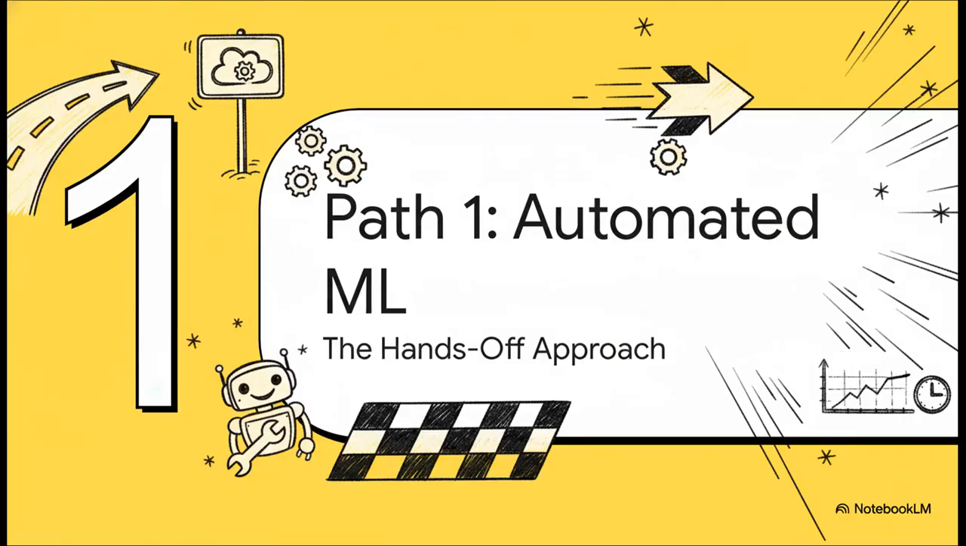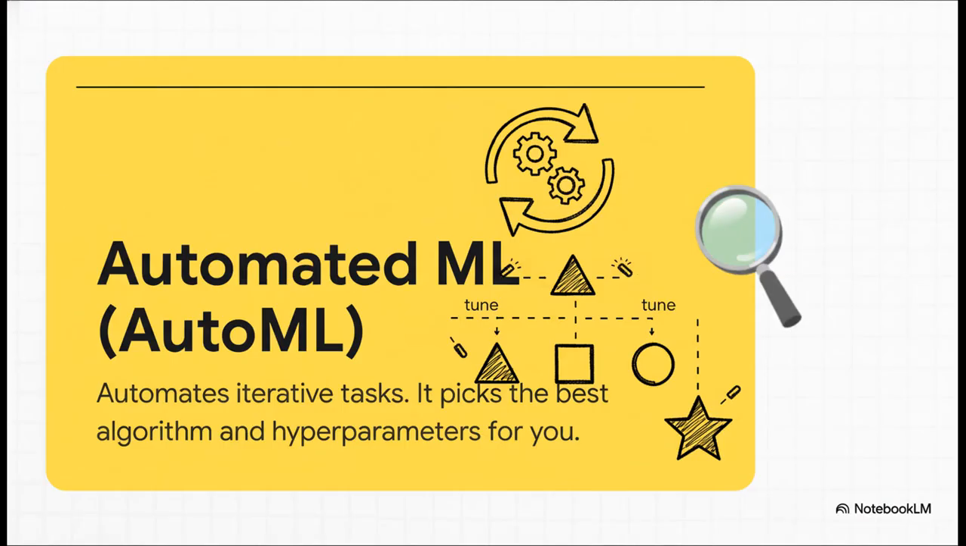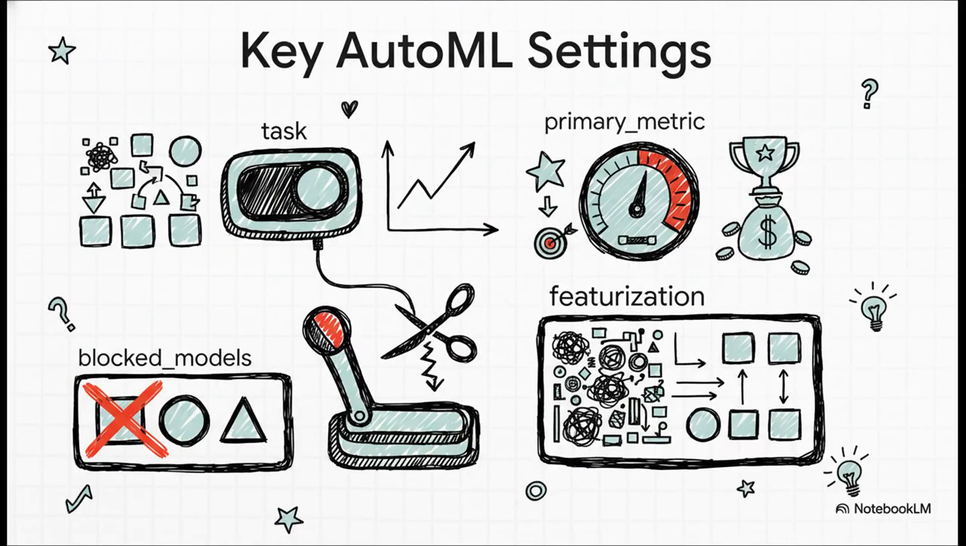Okay, so let's walk down that first path, automated ML. I like to call this the hands-off approach. Think of it as your express lane to getting a really solid baseline model, especially when speed and simplicity are what you're after. You know, the real magic of AutoML is that it takes on all the grunt work. All that tedious, iterative stuff, trying out algorithm after algorithm, tweaking all the little settings, it just automates the whole shebang. It just churns through all the possibilities, and at the end, it basically just hands you the winning model on a silver platter.